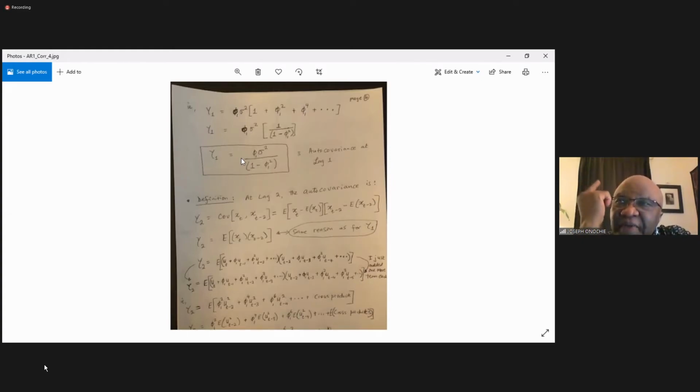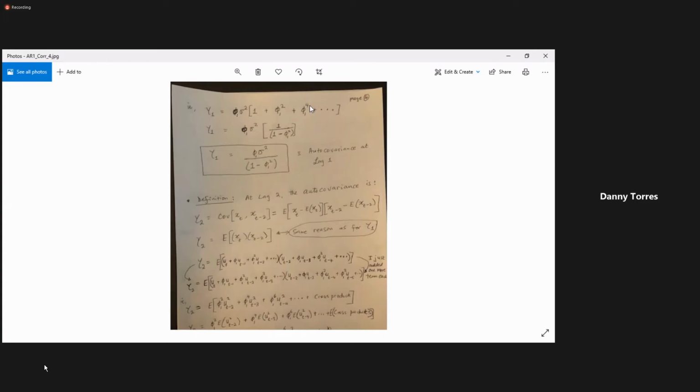Does anybody remember? I don't know if you have your class notes with you. What was the variance of an AR1 process? It looks something like this, right? Except that there's an additional term here.